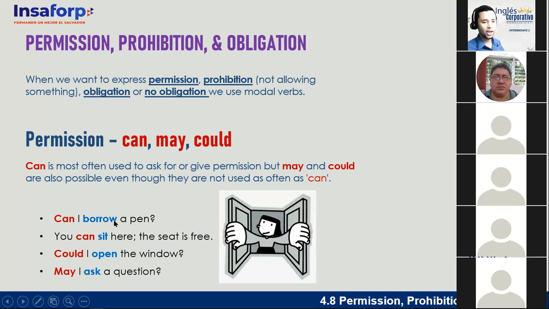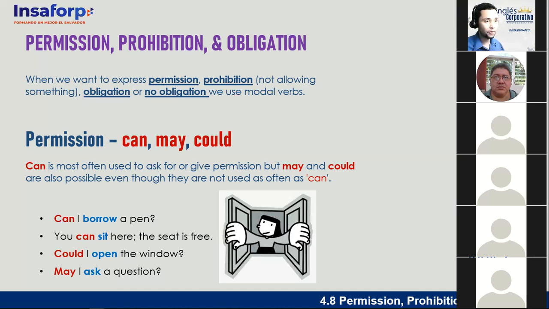Examples. Can I borrow a pen? ¿Puedo tomar un bolígrafo prestado o me prestas un bolígrafo? Okay, está pidiendo permiso. Can I borrow a pen? Second example. You can sit here. The seat is free. Te puedes sentar aquí. El asiento está libre. Le está dando permiso para sentarse. You can sit here.